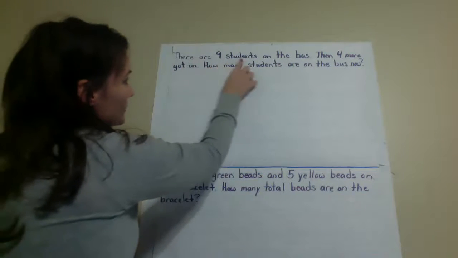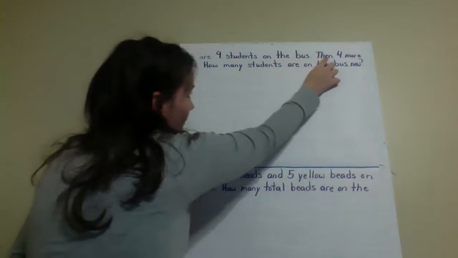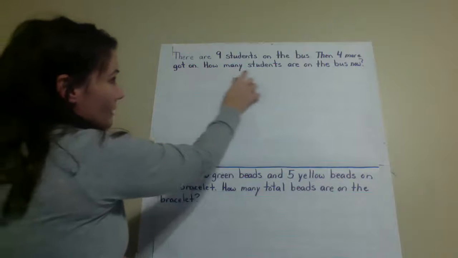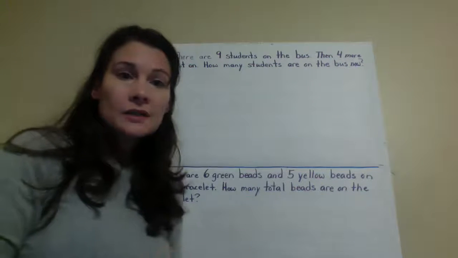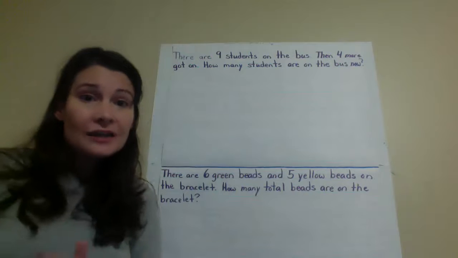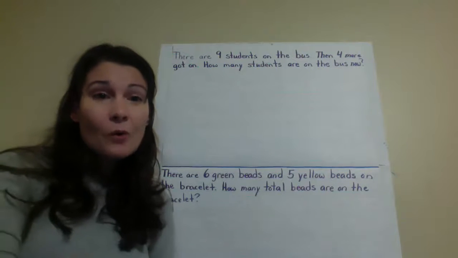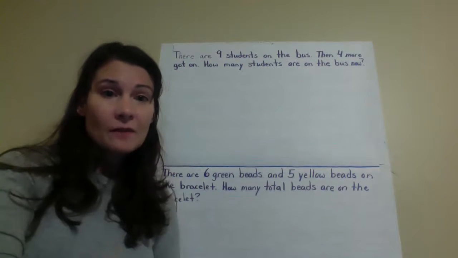There are 9 students on the bus. Then 4 more got on. How many students are on the bus now? So I know that there were 9 students on the bus. Then 4 more students got on the bus. How many students are on the bus now?